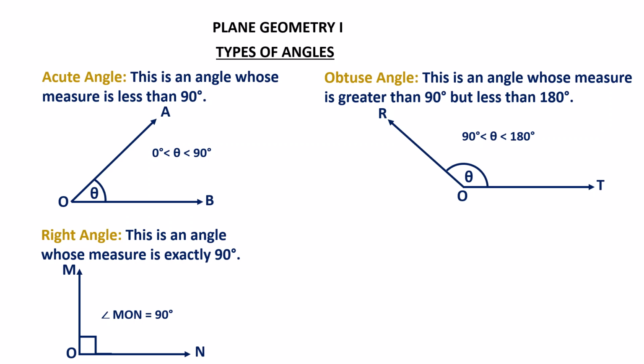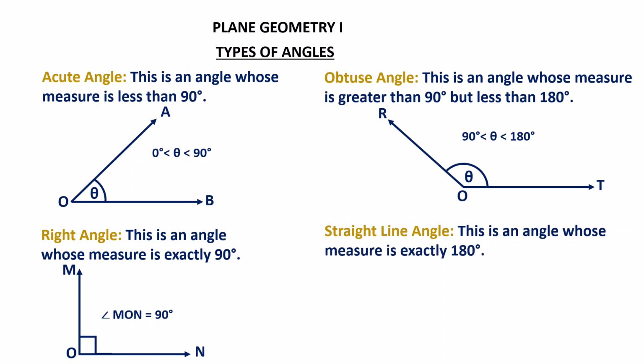Now the fourth type we will be looking at is what we call the straight angle, or what people call angle on a straight line. These angles are always exactly 180 degrees. So as you can see in the diagram, angle COD, which is more like a semicircle, is 180 degrees.